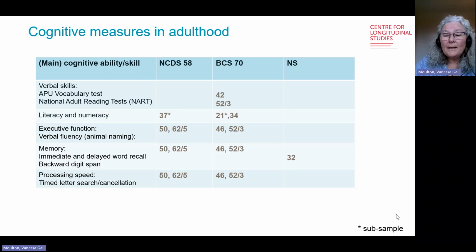And in the next steps at age 32, and incidentally the MCS, we have and will shortly have, we're measuring the backward digit span, which assesses short-term and working memory. We then have 4 measures in the NCDS and BCS 70 measuring executive function, memory, both immediate and delayed recall, and processing speed. And these have been measured in midlife, age 50 in the NCDS and age 46 in the BCS 70, and have been asked again in the soon-to-be available sweeps of both cohorts. So hopefully, subject to funding, we'll be able to capture these measures over time and increase on our 2 time points.